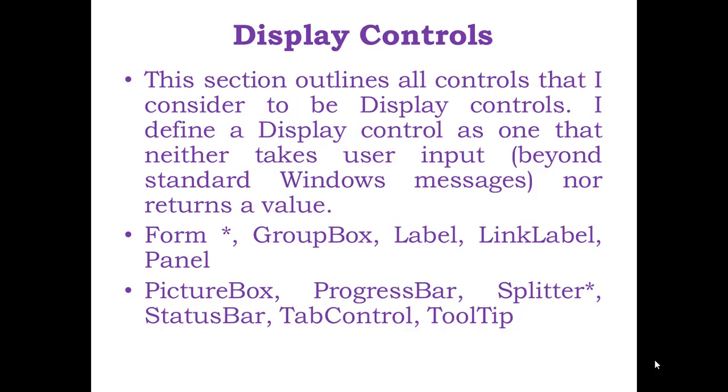Next, display controls. This section outlines all the controls that I consider to be display controls. I define a display control as one that neither takes user input beyond the standard Windows messages nor returns a value. So form, the different types of forms, group box, label, link label, panel, picture box, progress bar, splitter, status bar, tab control, and tool tip. These are very, very important links to all the types of display controls, and the members and properties are listed in this table for detailed tutorial materials.